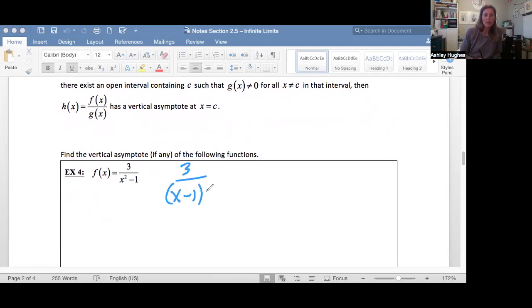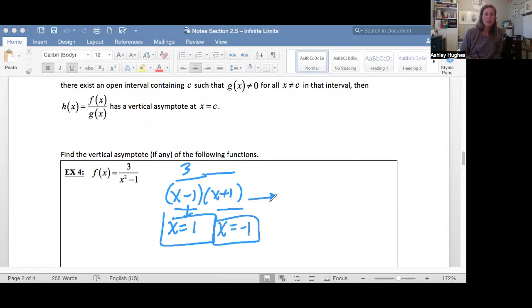I always recommend factoring if possible because you can see if you can remove stuff. In this case, I can't cancel anything out, which means both of these are non-removable. This would be 0 when x is 1, and this would be at x equals negative 1. And so what I'm doing right there is setting these factors equal to 0, and I'm just solving in my head by subtracting over, okay? But these are both vertical asymptotes because you have a number on top and you have 0 on the bottom, at either of those places.